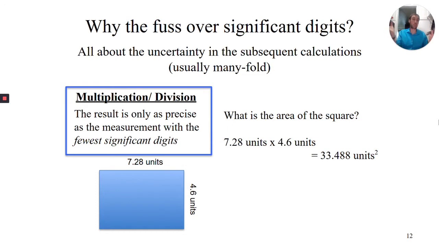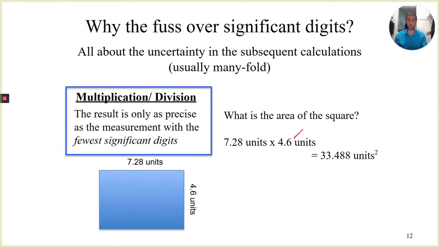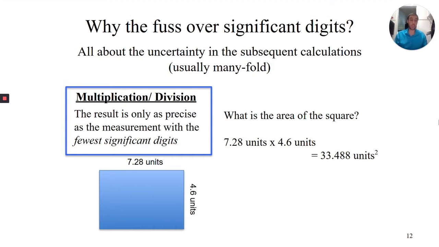Well, we do the same thing that we did in the other case. We take our numbers and we do a multiplication. In this case, if we wanted to find the area of the square, length times width or height, however you want to call it, the number that a calculator would spit out is 33.488 units squared. But to run that calculation, what did I assume? I assumed that that was a 0. That could have been a 9. And if it was a 9, this would have been the number that it would spit out.